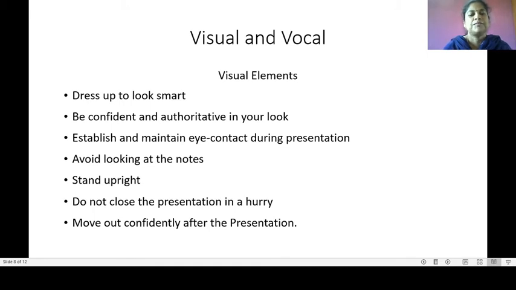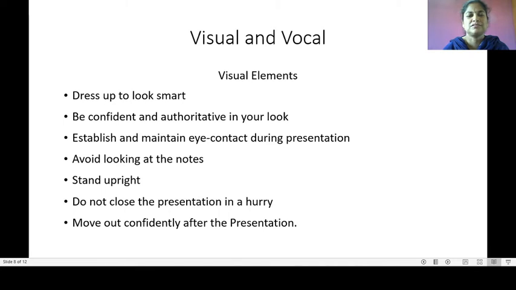Next most important thing about presentation is that it is visual and vocal. As I told you earlier, presentation is not just oral communication. We don't give lectures in the presentation. Presentation is something which involves visual and vocal.